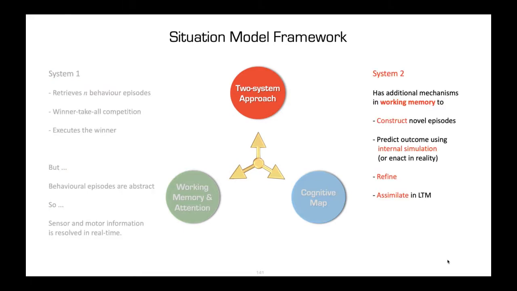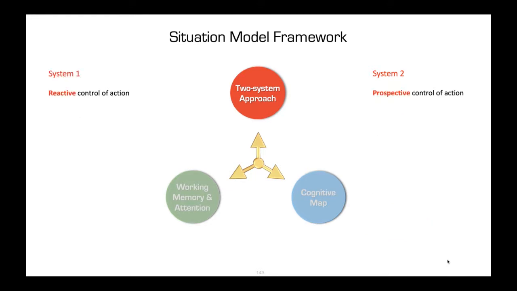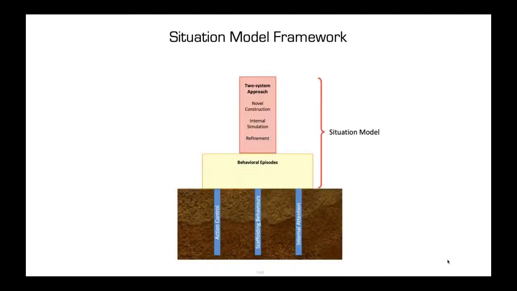But system two then has a working memory. So it allows you, and this is the key thing here, to construct new novel episodes. So therefore you can invent new sensory motor contingencies, another way of experimenting in your head with different actions and different outcomes, and then simulating them. And then if they work, you assimilate them into long-term memory, but you could also refine them. So that's what system two is doing. And that's where you get your flexibility. So system one is like reactive control of action, and system two is more like prospective control of action. So that's the situation model.